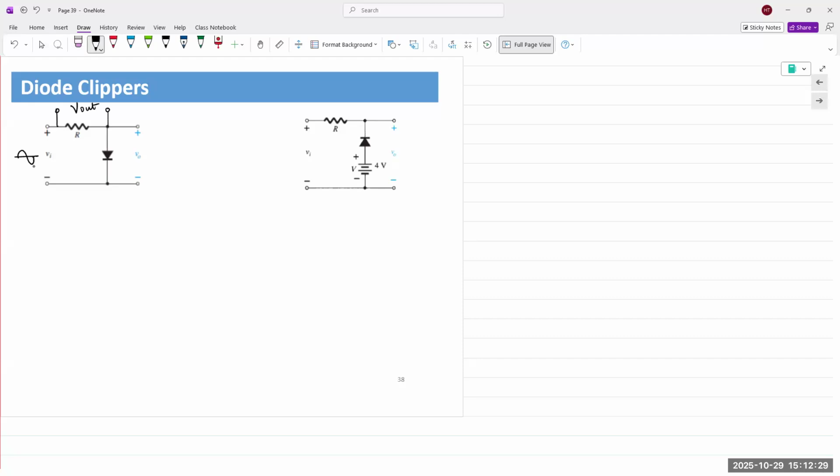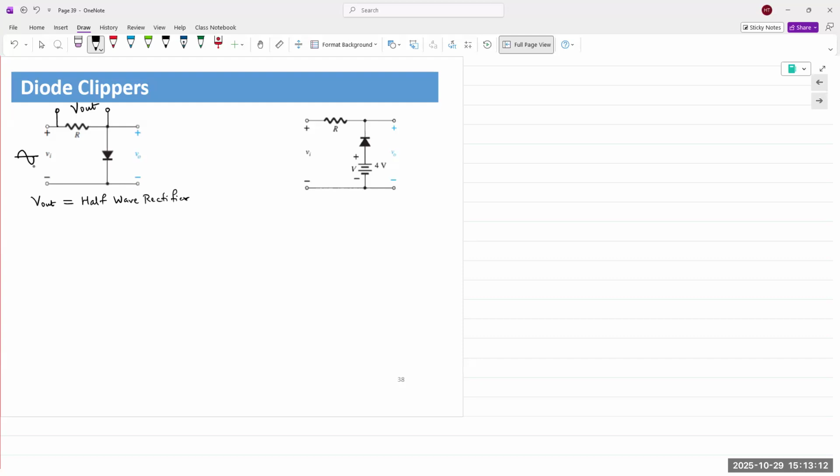So you apply a sine wave at the input to a series combination of a resistor and a diode. You take the output across the resistor, it's a half-wave rectifier. And the output of a half-wave rectifier is also clipped. So a half-wave rectifier is a clipper circuit.